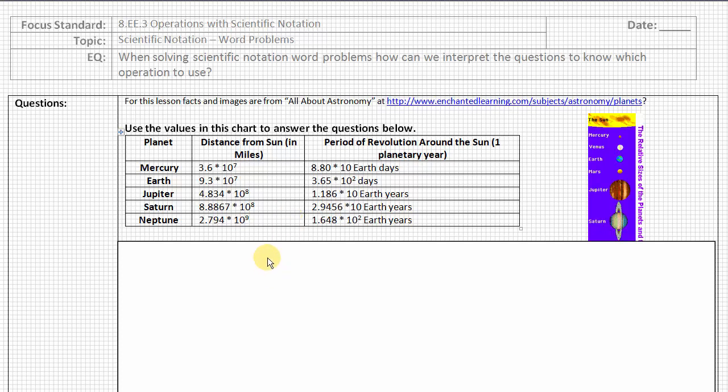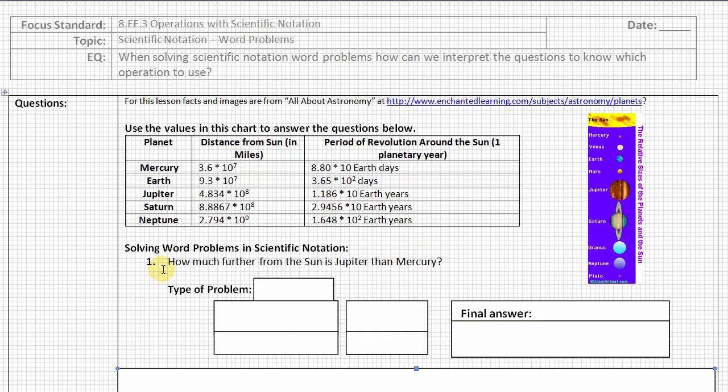So let's take a look at our first problem. Today we'll be solving 4 problems about the planets. So here's our first problem. How much further from the Sun is Jupiter than Mercury? So I want you to take a moment and think about what type of problem is this. What operation are we going to use? Addition, subtraction, multiplication, or division?